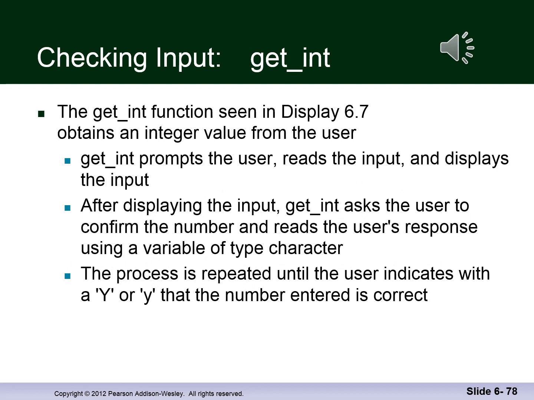In the next slide, we'll take a look at a function, getInt, in program 6.7 from your textbook. getInt obtains an integer value from the user. It prompts the user, reads the input, and displays the input. After displaying the input, getInt asks the user to confirm the number and reads the user's response using a variable of type char. This is called echoing the input and confirming. The process is repeated until the user indicates with a capital Y or lowercase y that the number he or she entered is correct. Let's take a closer look.